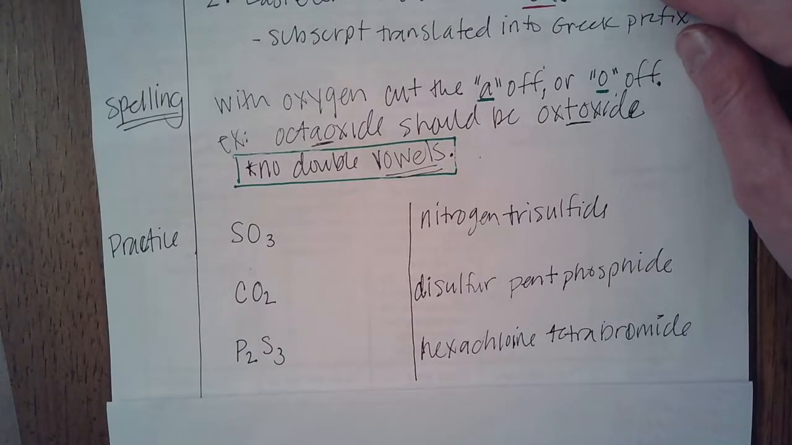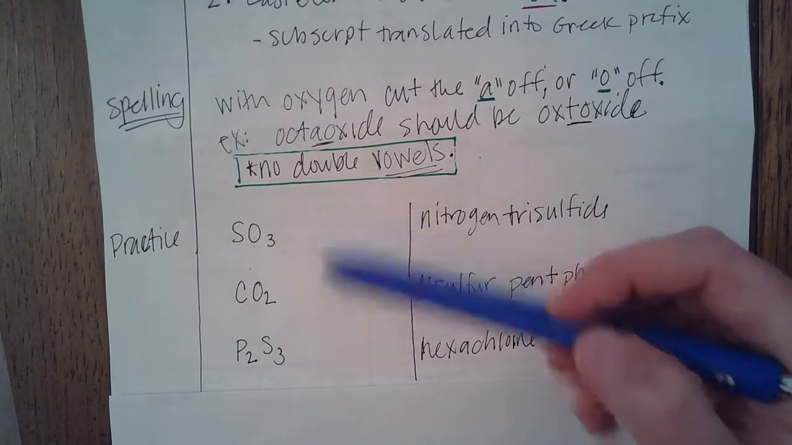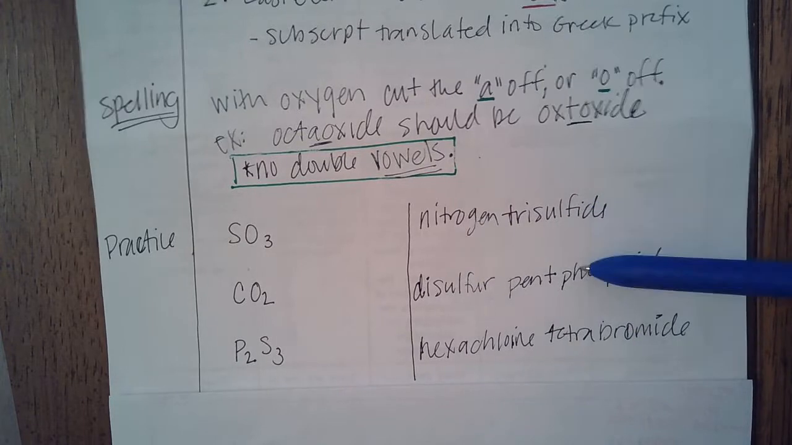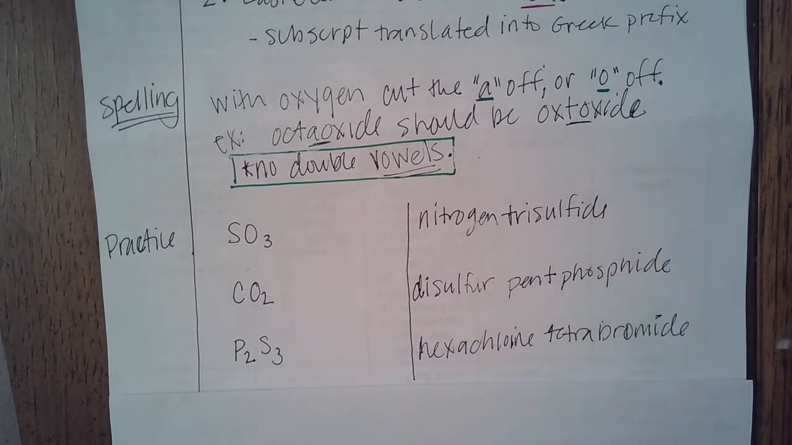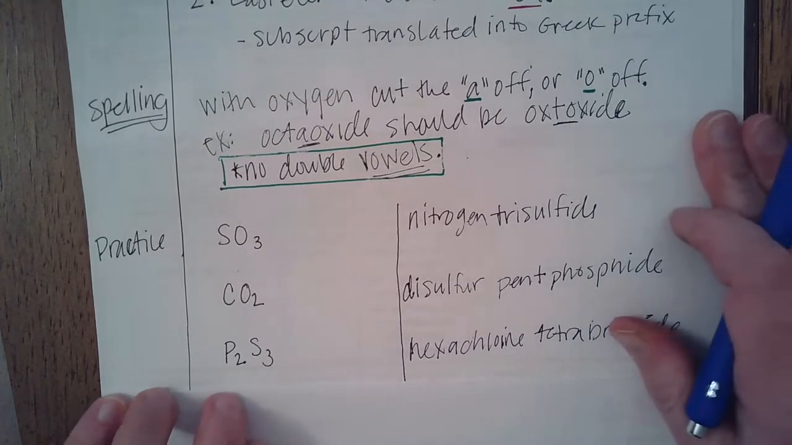Let's try these. So in your notebook right now, see if you can do these. See if you can name these. Pause this and see if you can name them, because I'm going to go over them in a moment. Pause this, see if you can name them here, and see if you can put these into chemical formulas. All right, so let's actually do these first.